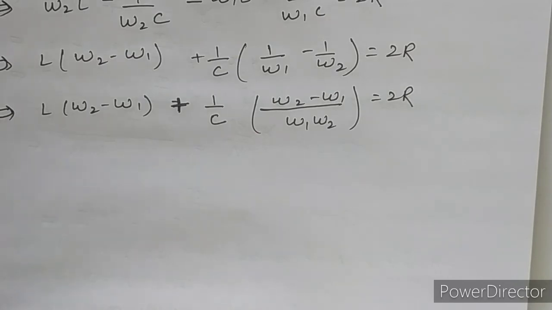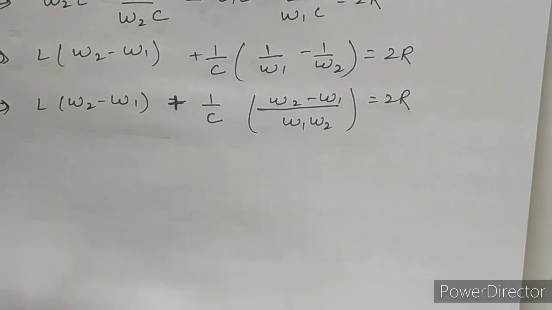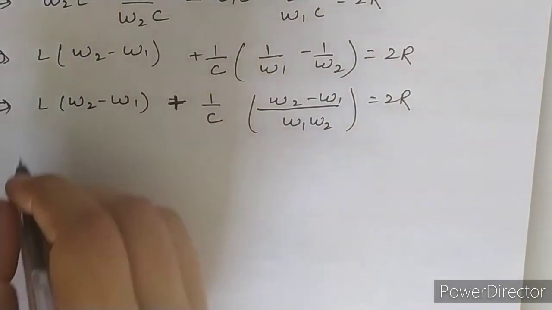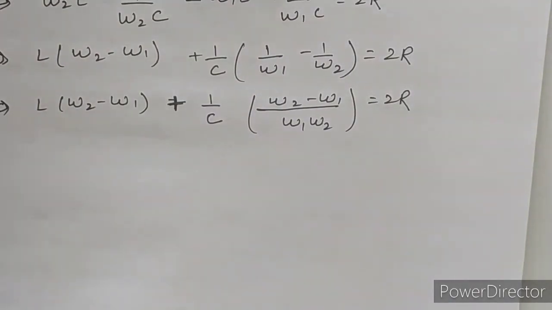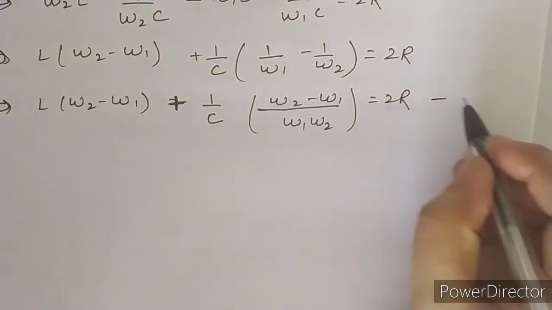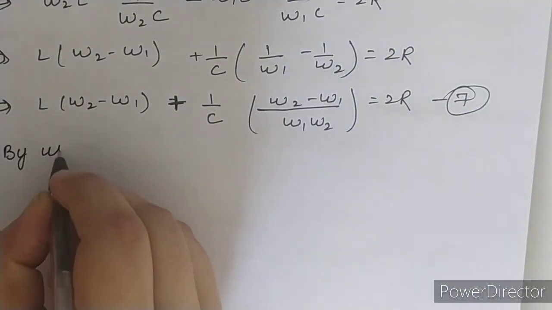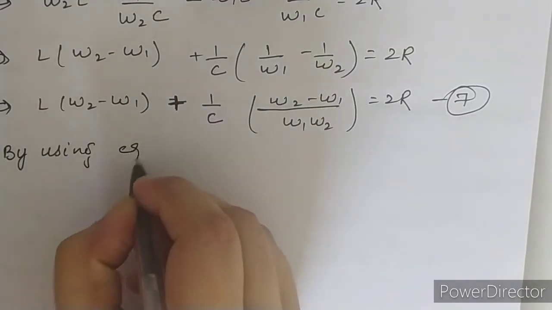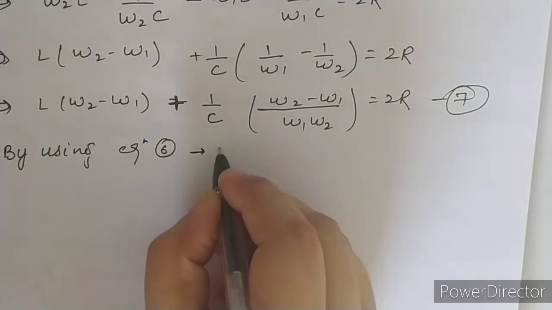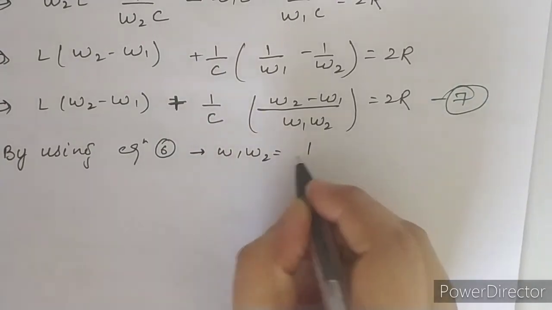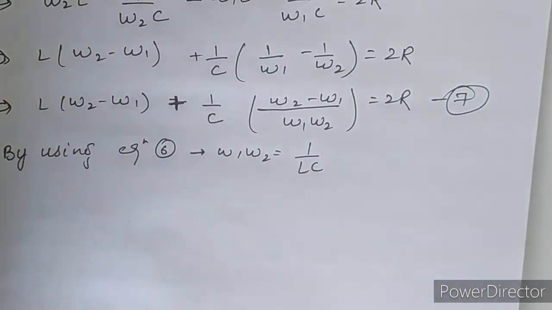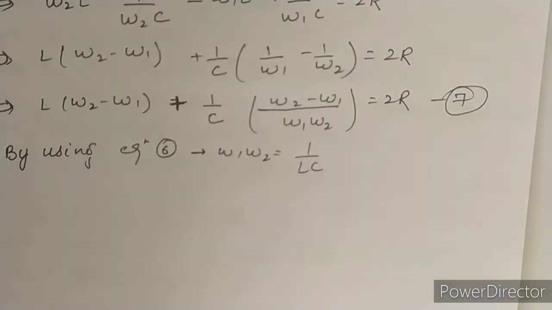Now when we solve this, we get the value, so this will be our equation number 7. By using equation 6, omega 1 omega 2 is equal to 1 upon LC. This is that equation which I have given you for you to prove.